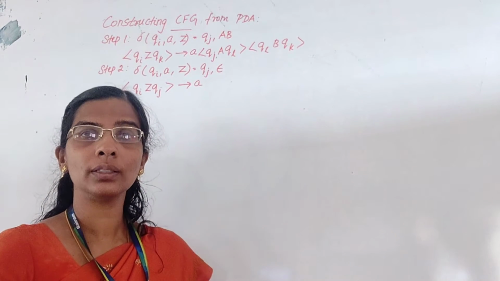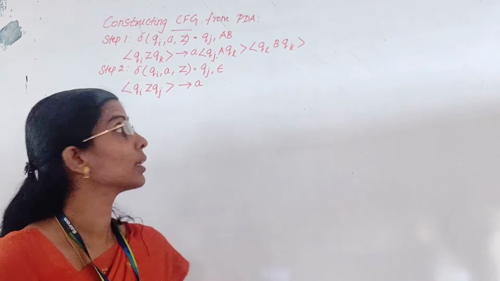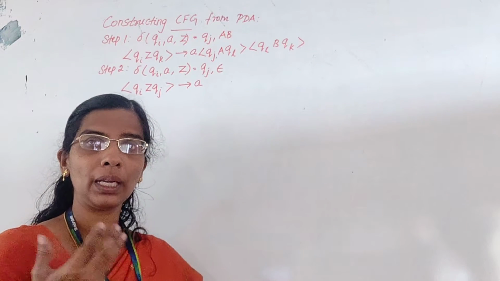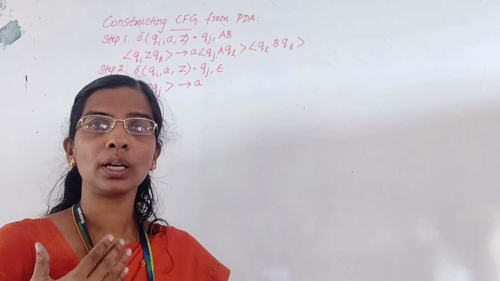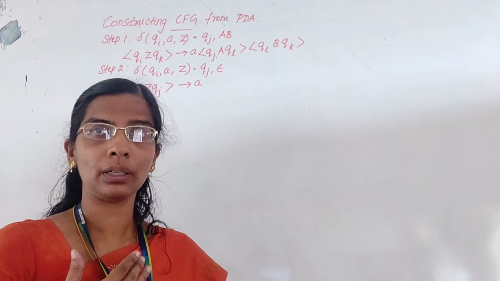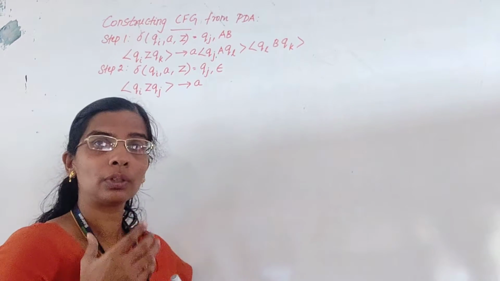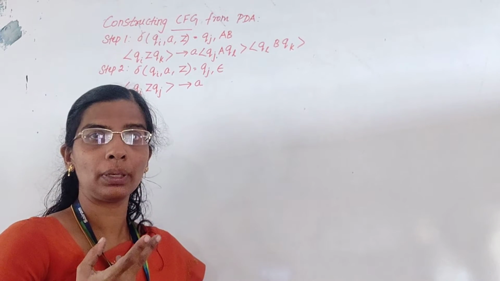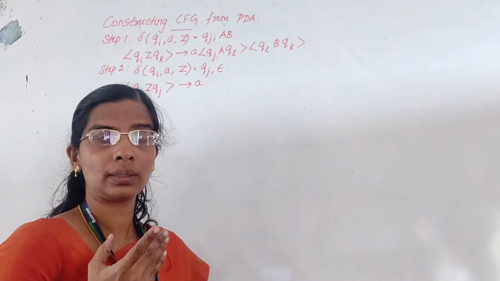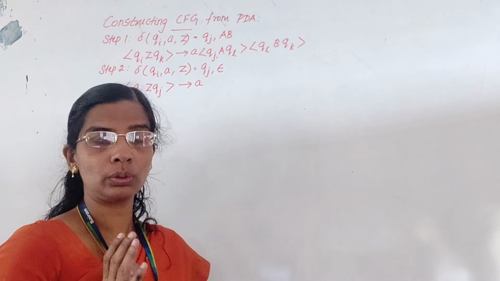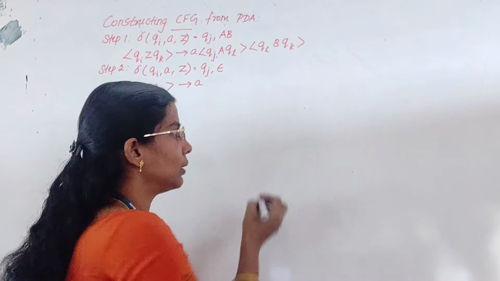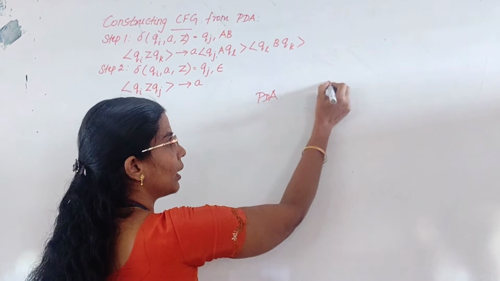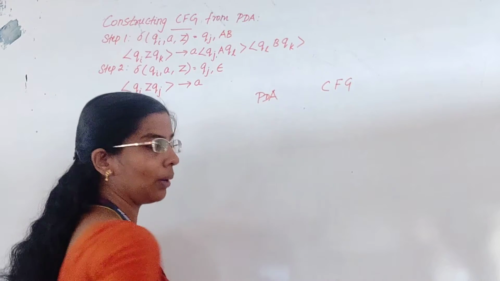Hi students, in this video we'll see constructing context-free grammar from PDA. PDA is given and I have to obtain context-free grammar. And you know context-free grammar has terminals, non-terminals, and I should have a start symbol and there will be some rules. Right? And PDA is given and I need context-free grammar.